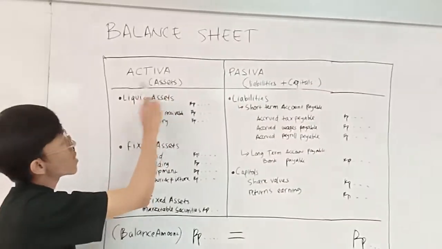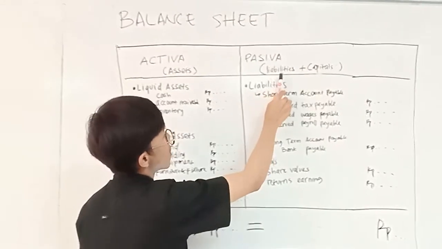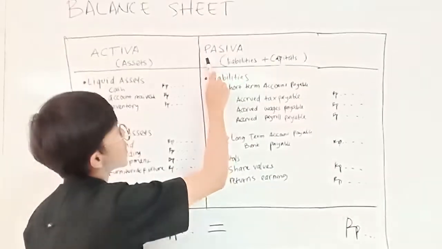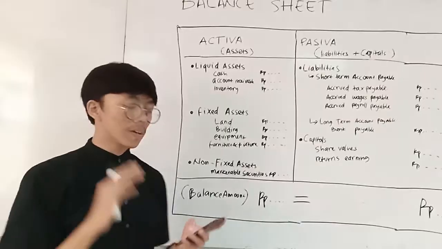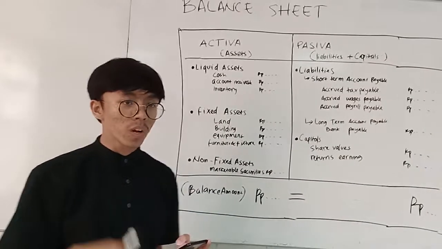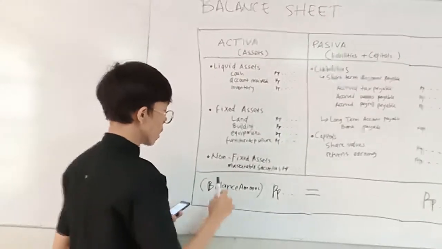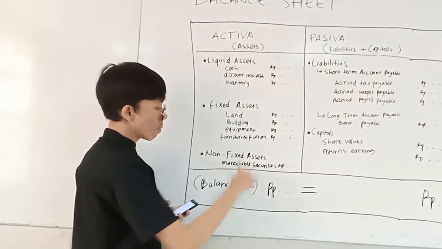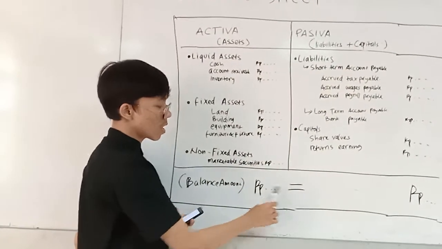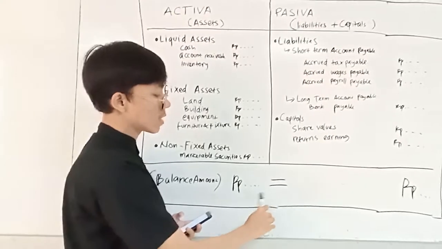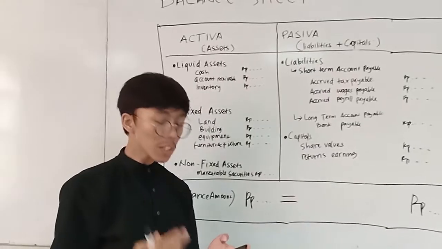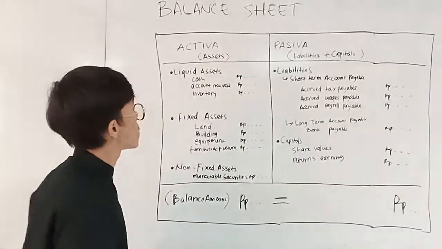Assets is the activa, and liabilities plus capital is what we call passiva. In the end of the balance sheet, it will show us the balance amount between both of them. So it will show us the same values. Let's see the assets component.